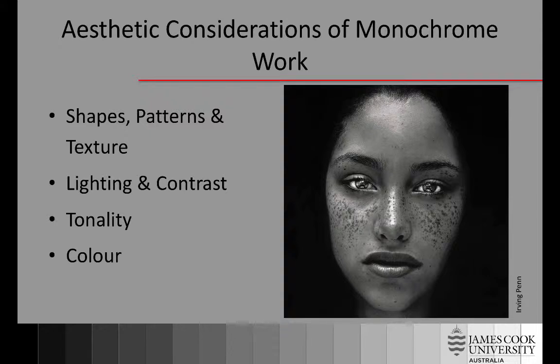So as I said, lighting and the contrast within the image produces a tonality. If you look at this image from Irving Penn, you can see that there's a lovely highlight down the centre of her nose, and the eyes are very bright, and the lips. That formation draws the eye close to the center of the image, and then you see the contrast of the freckles against the skin. So there's this beautiful tonality within the image, and if you had this in colour, a lot of that little detail wouldn't quite be as obvious.